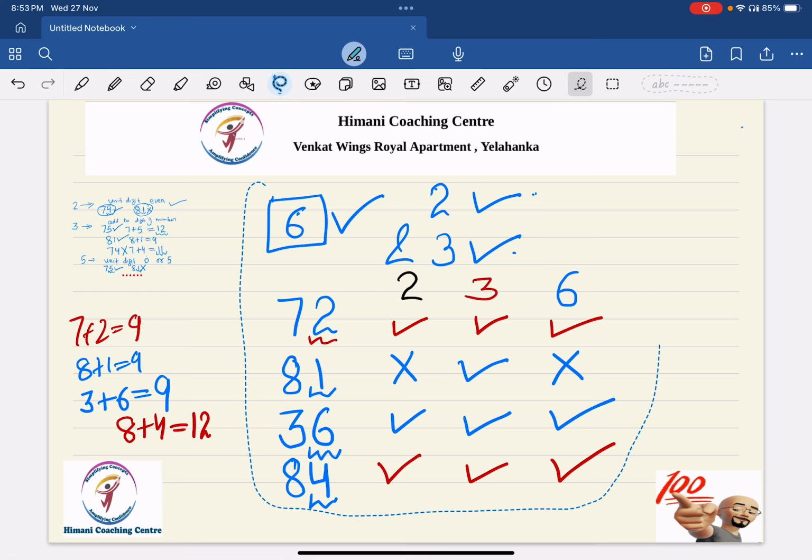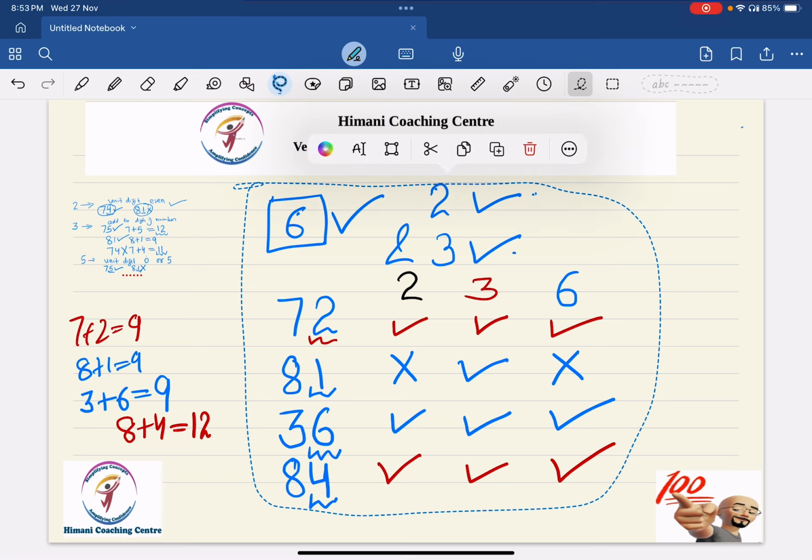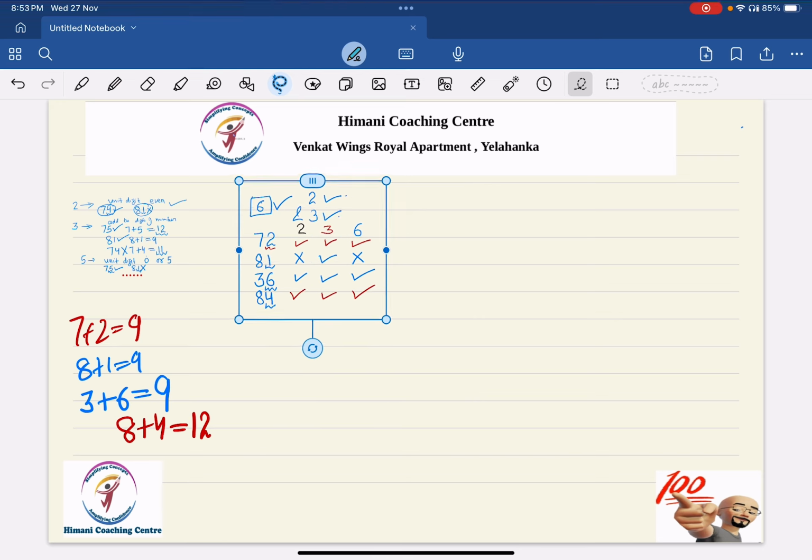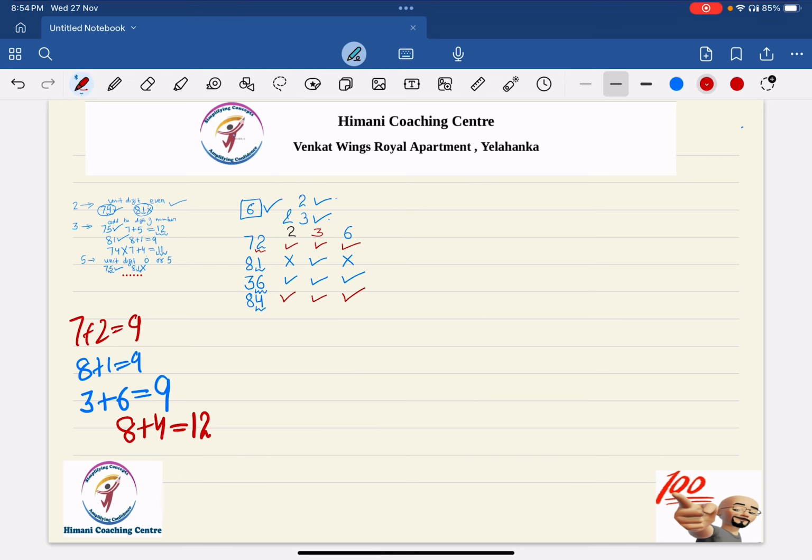Now, I will give you some questions here. You should try solving those questions and check. So you make the table like I have made. You write 2, 3, and 6. And if the number is divisible, let me put the example of 84 for you. I am saying yes, divisible by 2, yes, divisible by 3, so therefore divisible by 6 as well. 81 is not divisible by 2, divisible by 3, but then not divisible by 6.